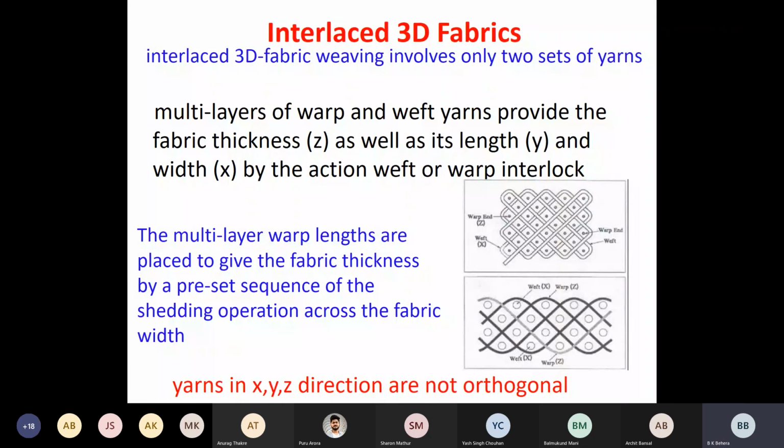Look at the passage path of yarn in the fabric. Interlaced 3D fabric, 3D weaving involves only two sets of yarn. See, only two sets of yarn. These dots are weft and we have two types of warp.